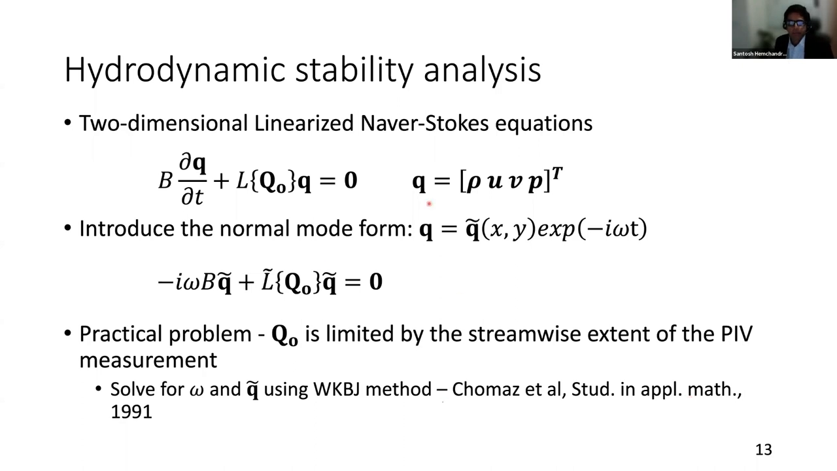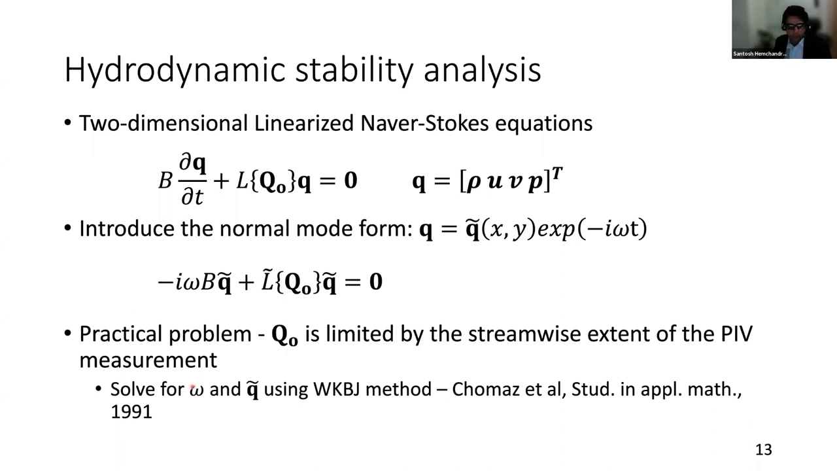So you start with the two-dimensional Navier-Stokes equations, and then you say that, let's say we have disturbances of the form like this, a mode shape times e to the i omega t. Put that into the Navier-Stokes, and that gives you this eigenvalue problem. And we see that Q naught is limited by this, and you get this eigenvalue problem, which you then just solve. But the practical problem in this particular study was that Q naught was limited by the streamwise extent of the PIV measurement. So we don't have Q naught everywhere. We were taking Q naught directly from the experiment, and Q naught is essentially the base flow state, the time average flow state around which you linearize the Navier-Stokes equations.